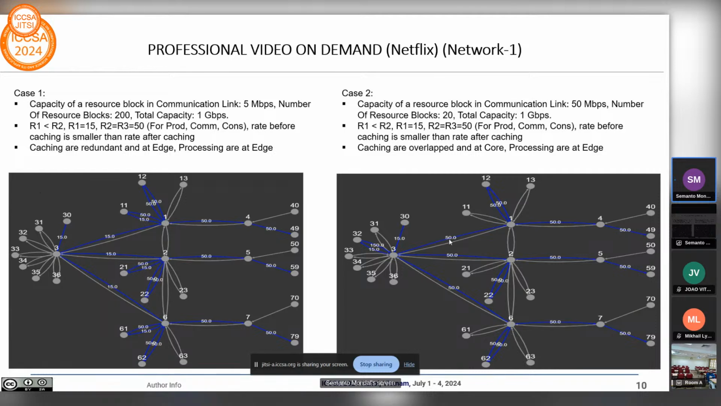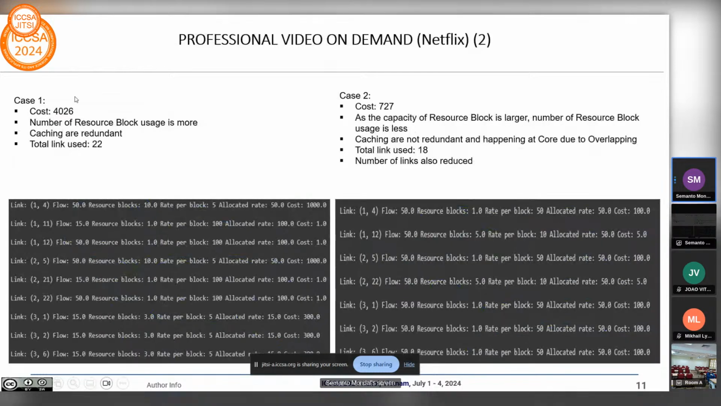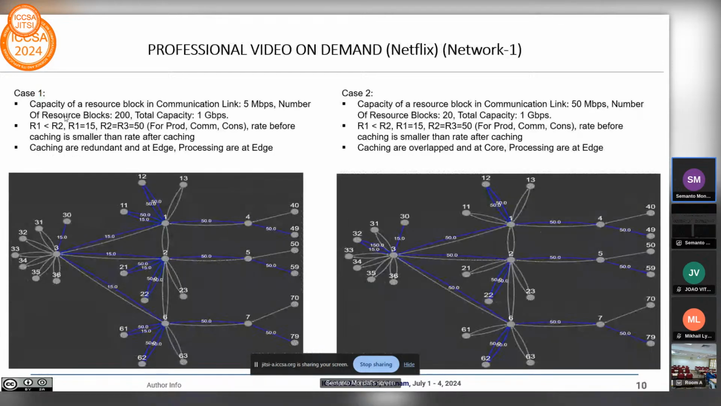That's why in case 2 we can see the caching is happening at the core instead of at the edge, like case 1. Here you can see that for case 1 the cost was 4026, which is reduced to 700 200 in case 2, just by increasing the resource block capacity.